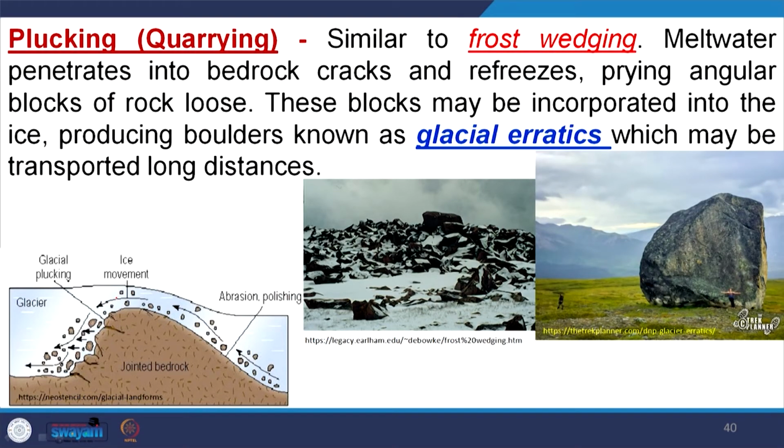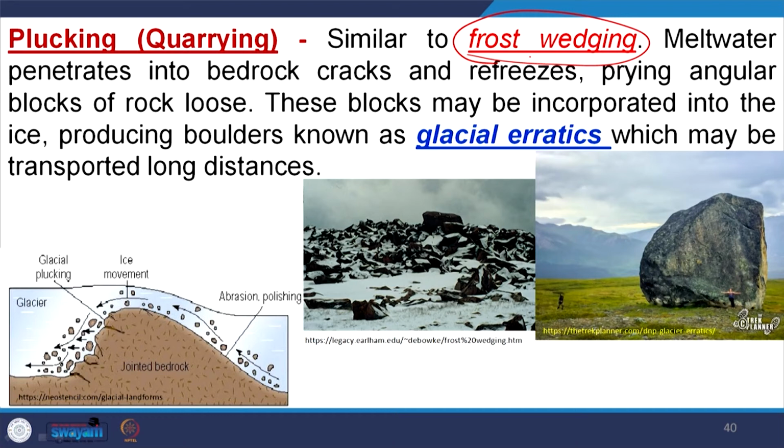You might be remembering frost wedging from when we talked about weathering and erosion, especially physical weathering. If there are fractures, water freezes there, and once the water freezes, its specific volume increases, so it produces cracks, and these cracks with time become wider and wider, and finally rocks are broken apart. So, this is called frost wedging. Melt water penetrates into the bedrock cracks and freezes, bringing angular blocks of loose rock.